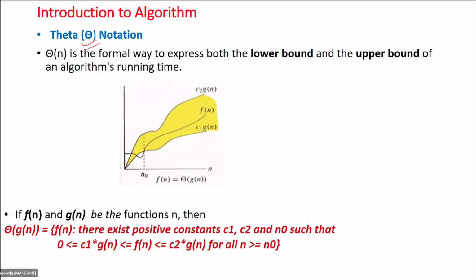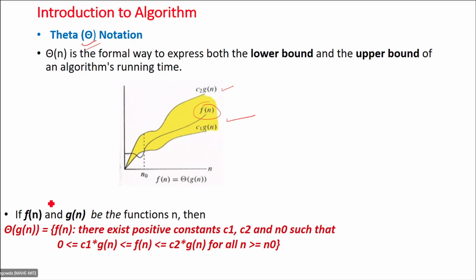Big theta is mainly used when the value of the worst case and the best case is the same. It is one of the formal ways to express both the upper bound and the lower bound of an algorithm. So this is the pictorial representation of big theta. It shows the growth of the function f of n in terms of c2 into g of n and c1 into g of n.